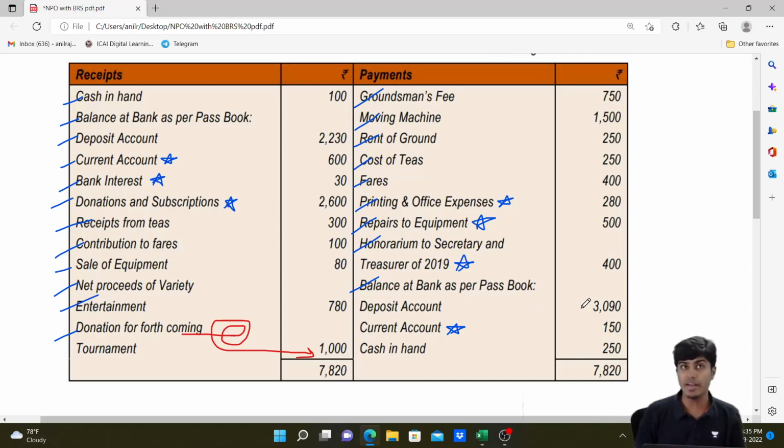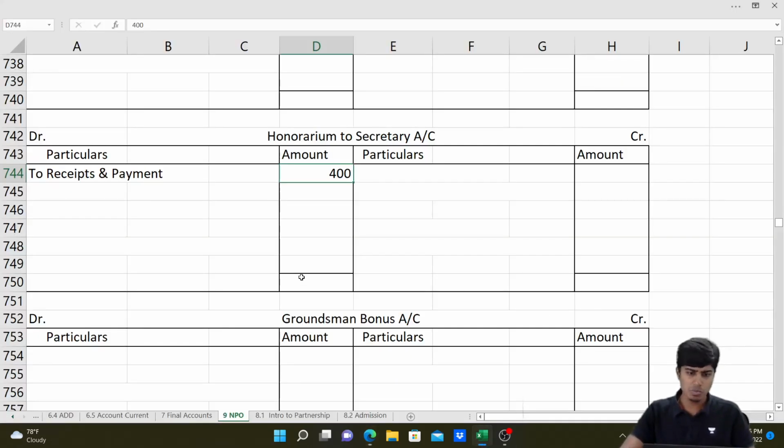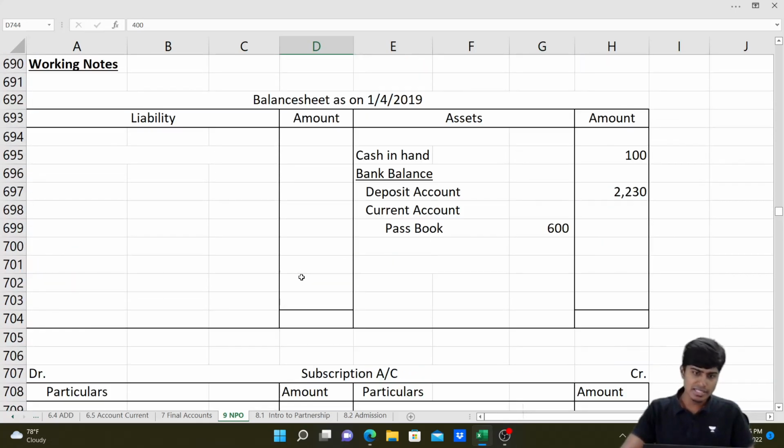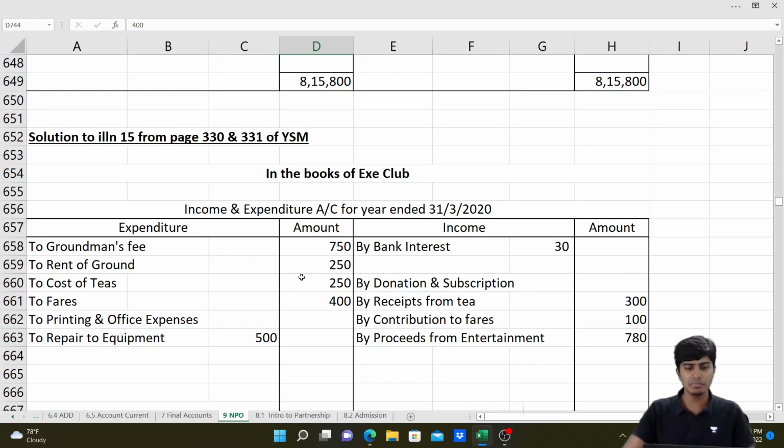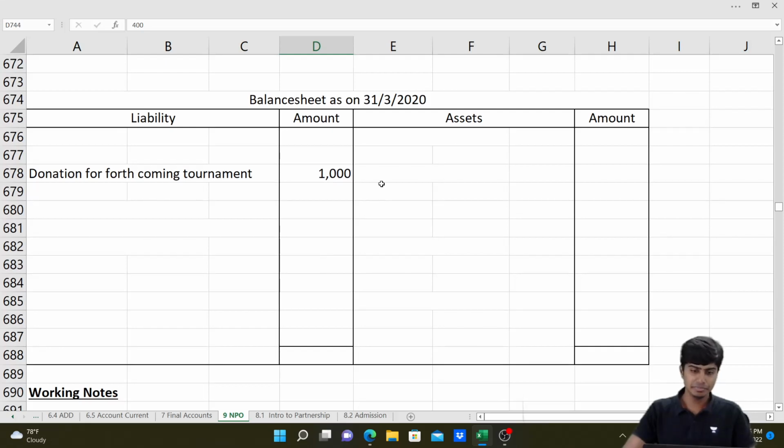Our current account, we would have to adjust for that unpresented checks. Let's do that. Balance at bank as per passbook. Let's write that. Balance at bank as per passbook. Two places it will come. Balance sheet. It will come only in balance sheet. Receipts and payment is already prepared. So bank balance, bank balance as per passbook.